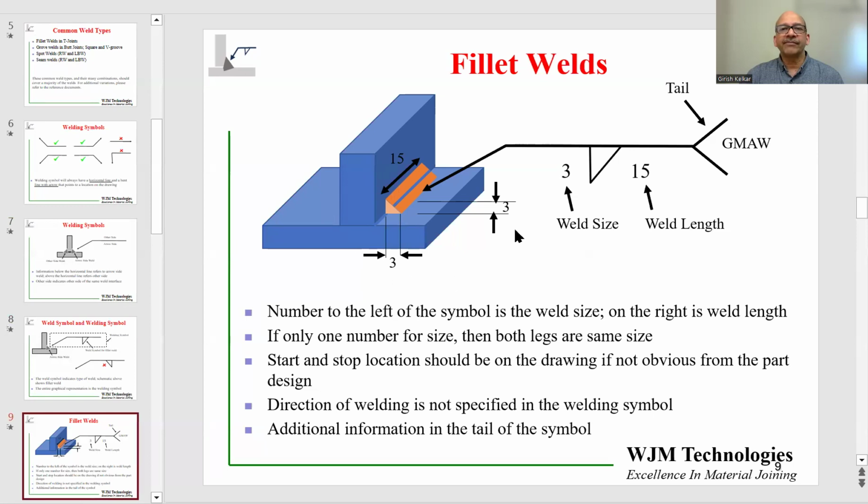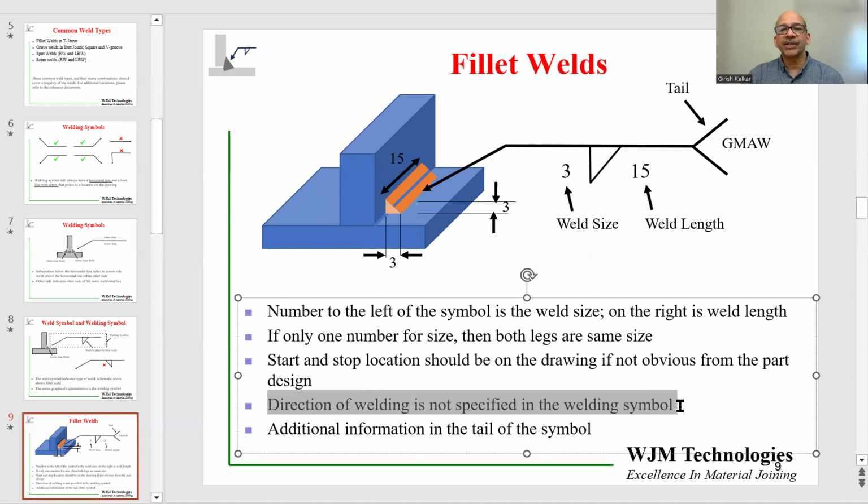So in real life, on the part drawing, you need not have the length and the size of the welds if that information is already in the welding symbol. What you will still need on the part drawing is where exactly do we start this weld from or stop this weld. So that location information still has to be on the part drawing. That is not in the welding symbol.